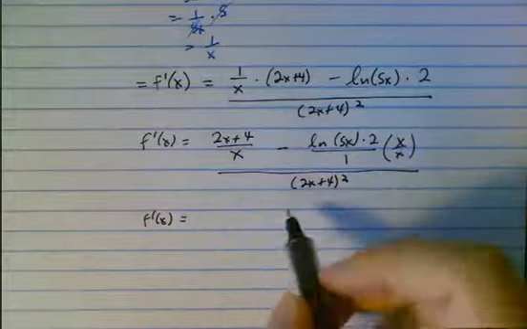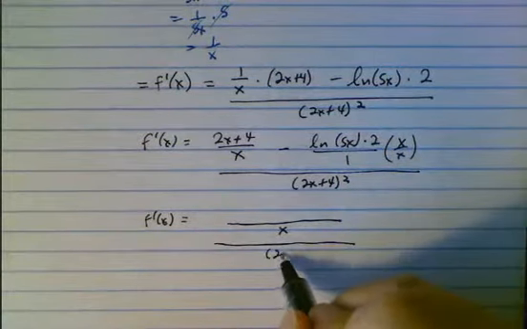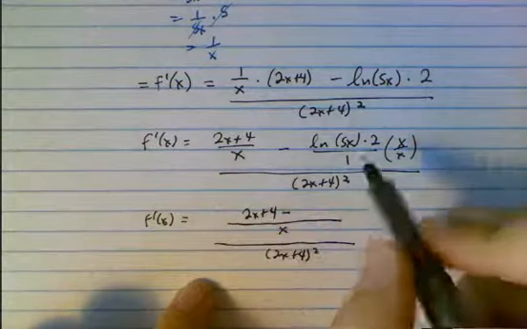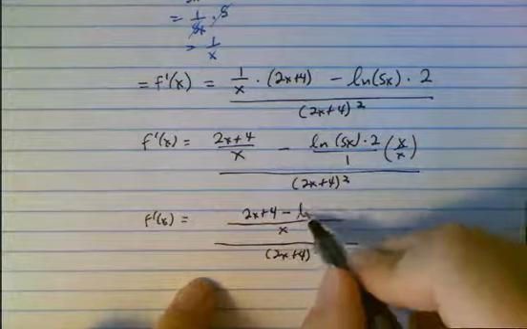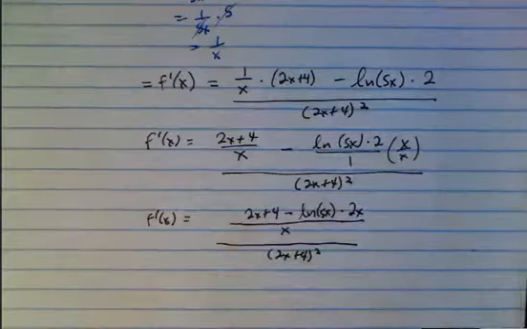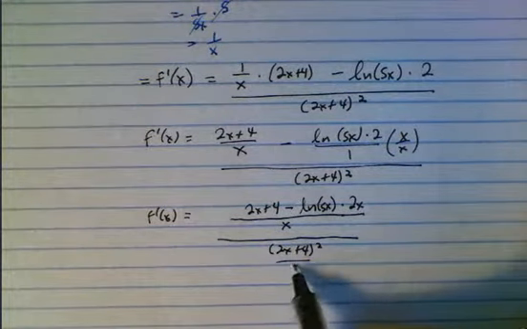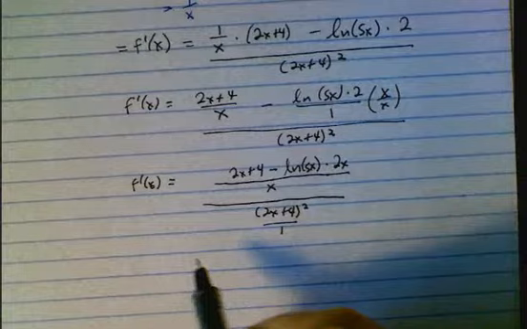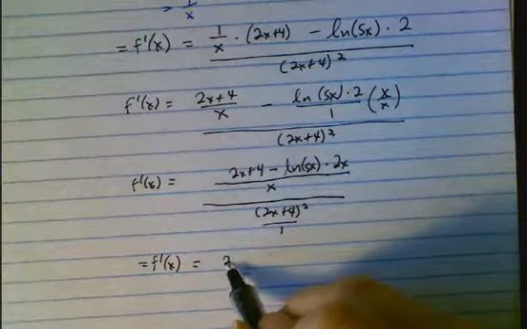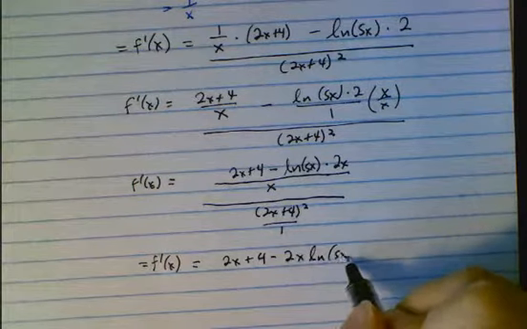So these are going to get multiplied together. The whole numerator has the denominator of x. So we've got 2x plus 4 here minus natural log of 5x times 2x. Now this, we can think of this as being over 1. That's going to make it possible for us to simplify it. So this numerator is 2x plus 4 minus 2x natural log 5x.